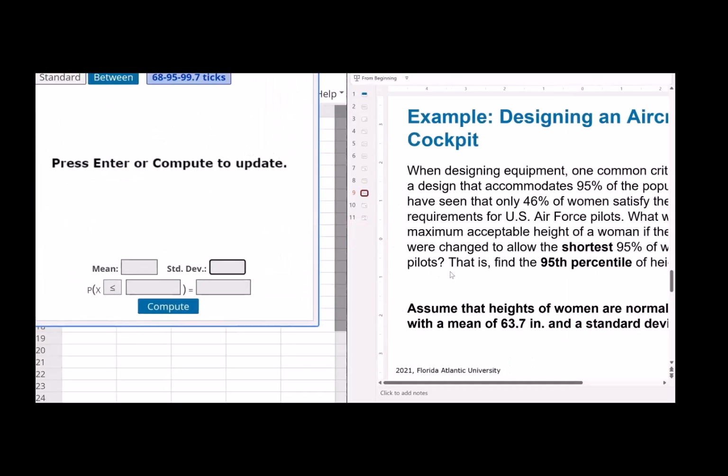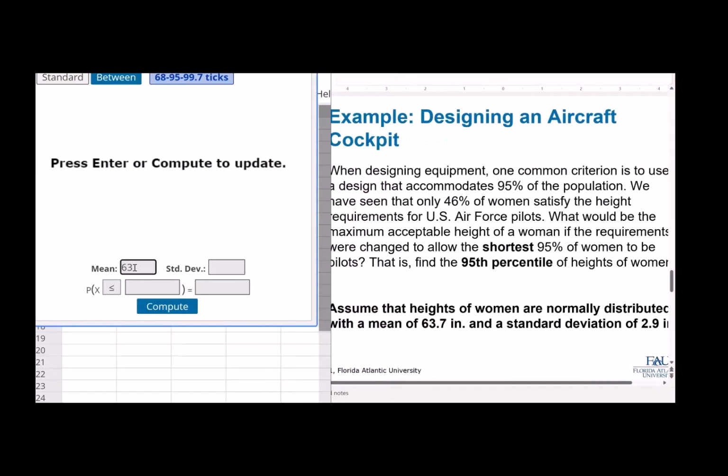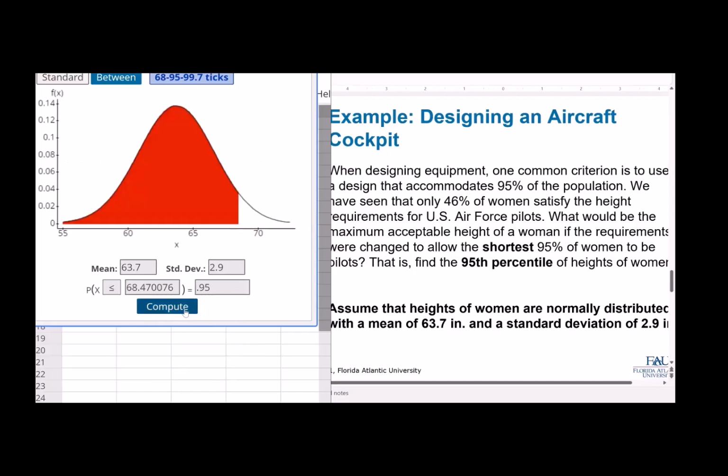On my normal calculator, our mean is 63.7. Our standard deviation is 2.9. We want to know the value where the probability is less than 0.95. I hit compute and I get 68.47. The Air Force can set the maximum height of a woman to 68.47, and that would allow them to accept 95% of women.